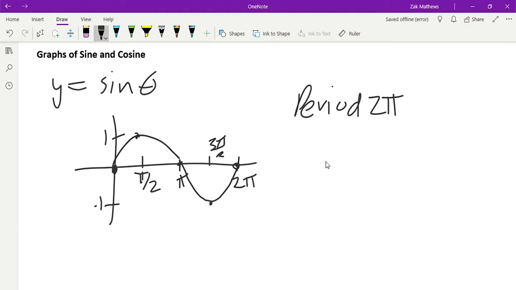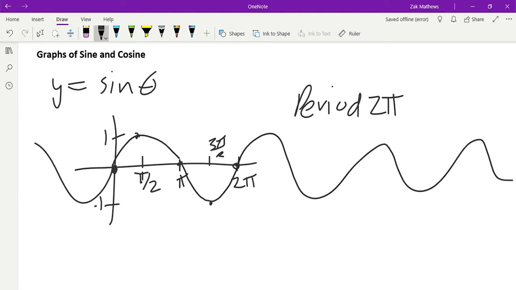At, say, 3 pi, we'd have the same value as pi, 4 pi is 2 pi. If we were to look at 5 pi over 2, that's the same as pi over 2. So sine is an infinite wave. It just continues in the same pattern over and over again, just keeps going forever and ever, both in the positive and the negative direction. All these would be the same.